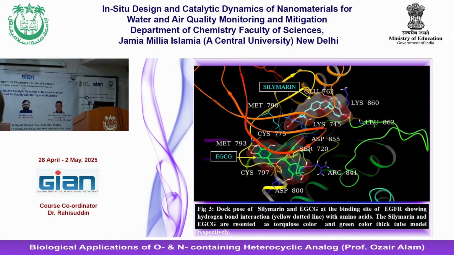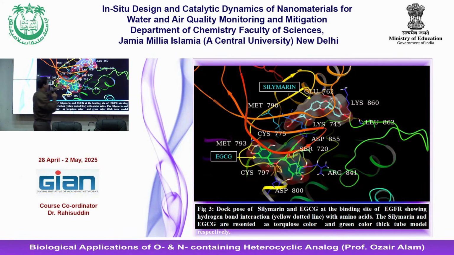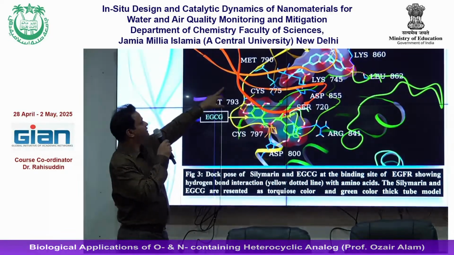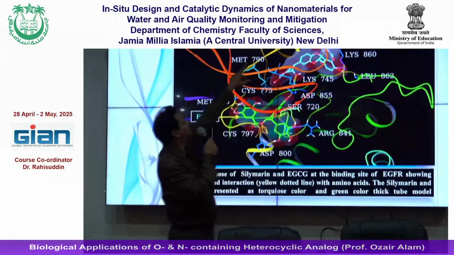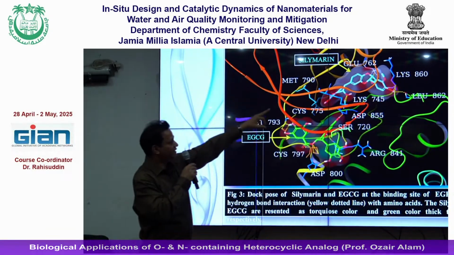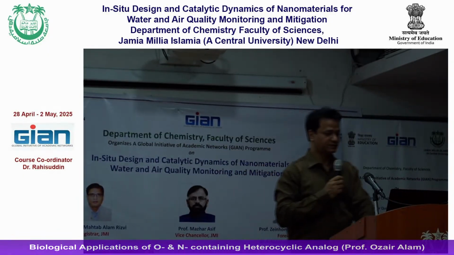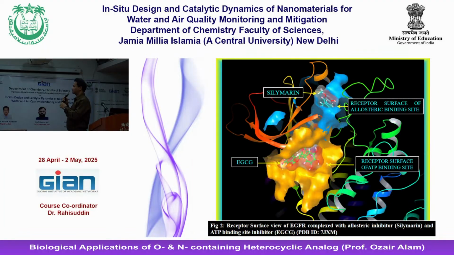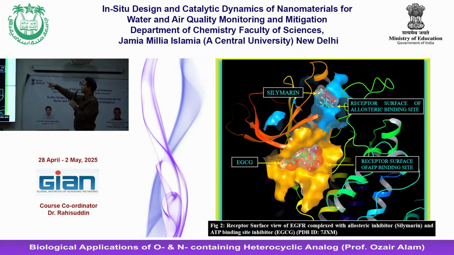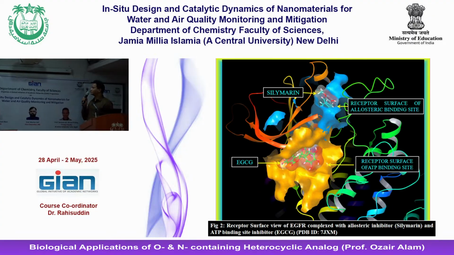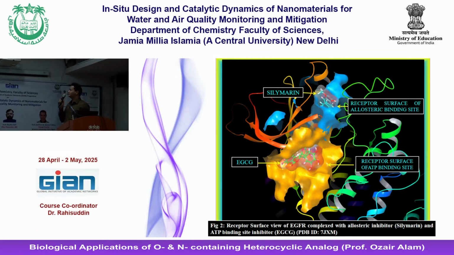So here, this is epigallocatechin. These are the structures of epigallocatechin, represented in stick form in green, and this one in turquoise color is silymarin. You can see all the binding residues of the binding sites. This is the receptor view of that EGFR. The upper one is called the allosteric binding site, and the lower one is called the ATP binding site. You can see both ligands are appropriately bound in a good pose.